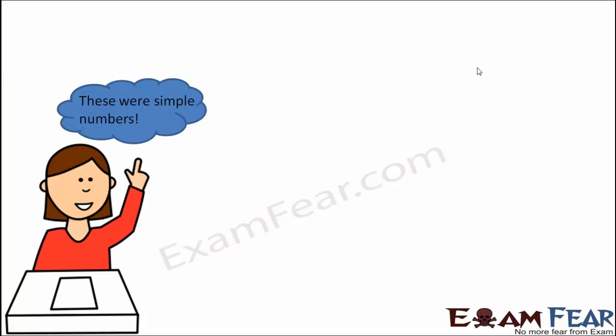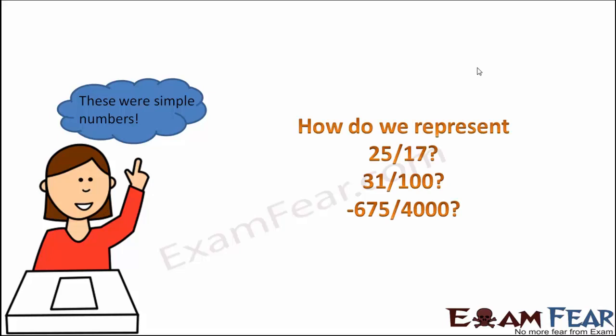Now, you might say that these were pretty simple numbers. You just took examples of numbers like 1 by 2, 1 by 4, 1 by 8, 1 by 3. So they were easy. So how do we represent complicated rational numbers like 25 by 17, 31 by 100 or minus 675 by 4000? How do we represent these numbers on the number line? Because these numbers are like huge numbers. If it is 25 by 17, I'll have to divide it into 17 equal parts. So how do I go about it?